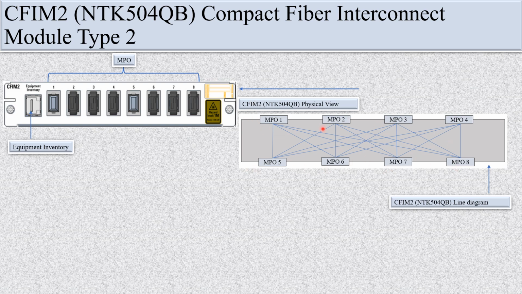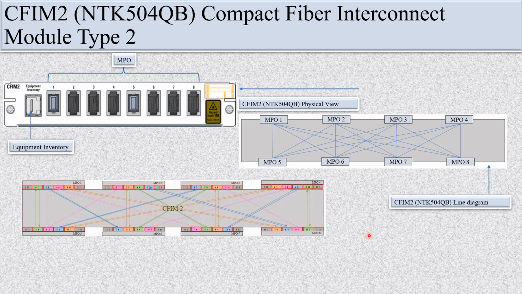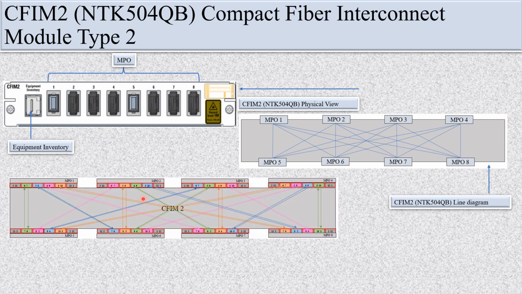So in the next slides, I will show you what is the significance of this, how it is used to connect, and what these blue lines are. So we will discuss in detail. You can see this is the internal connectivity. This is the CFIM2 NTK504QB internal connectivity.